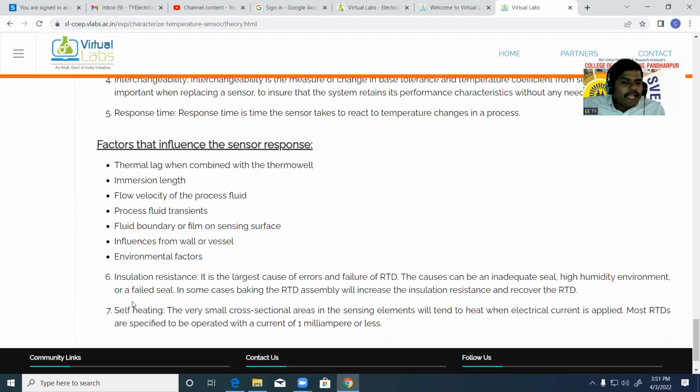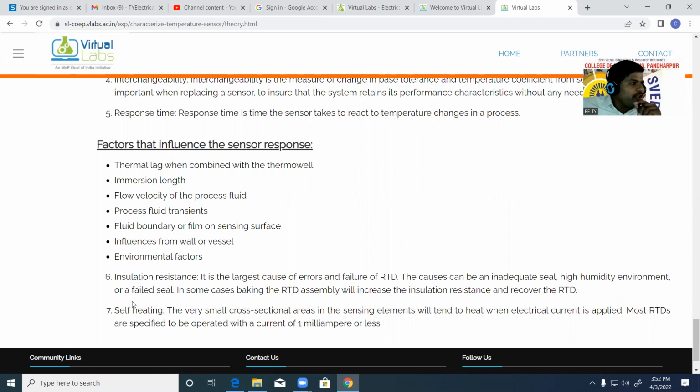In some cases, baking the RTD assembly will increase the insulation resistance and recover the RTD. So self-heating is also one of the factors. That means instead of sensing the heat of that object, this material or that sensor, it will be self-heated.